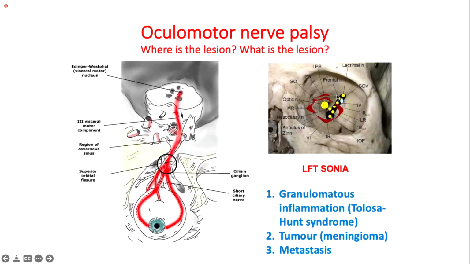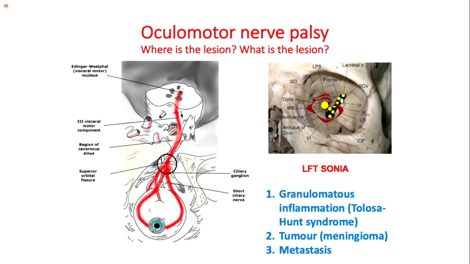And then for your diagnosis, again, the causes are different. You are thinking of Tolosa-Hunt syndrome. You are thinking of a tumor there. You are thinking of a metastasis there. You are not thinking of a stroke then. Now, if you just say oculomotor nerve, you say one possibility is stroke, when the patient does not have all these other features to suggest that it is in the superior orbital fissure.